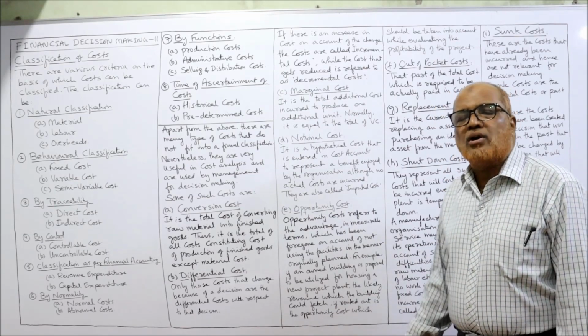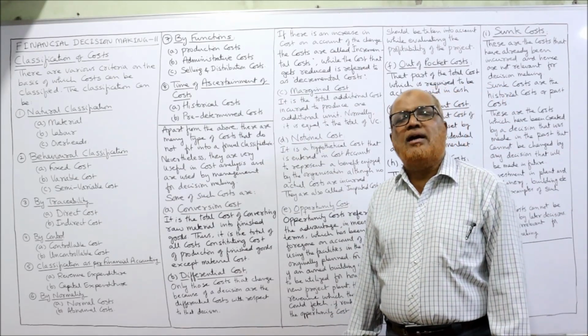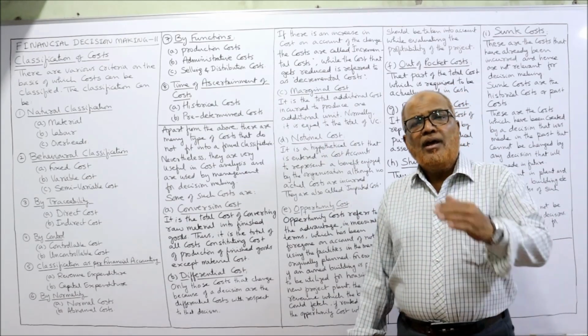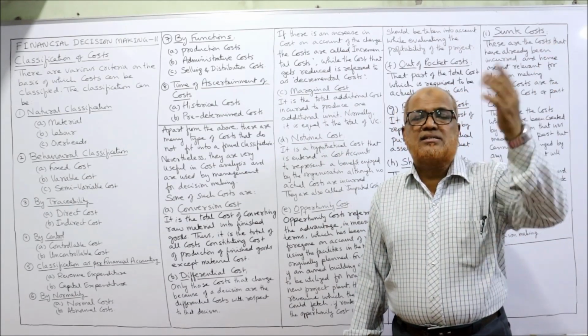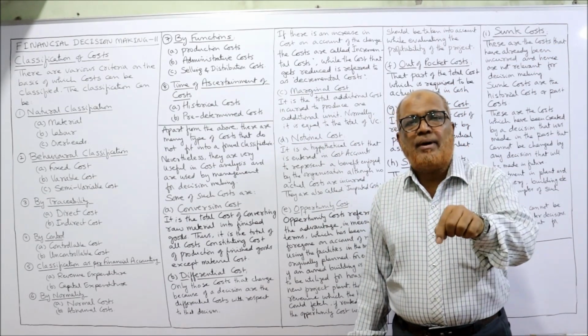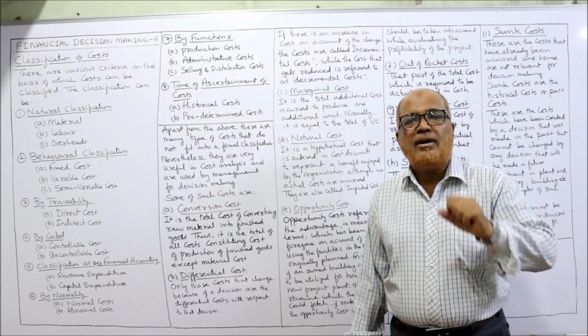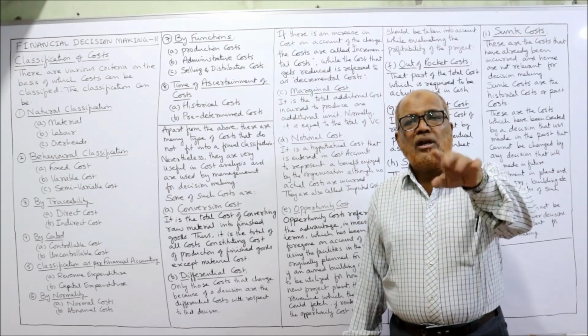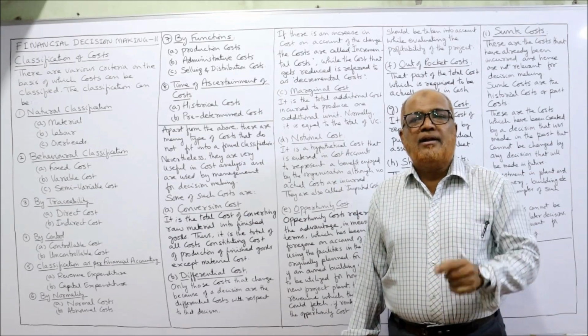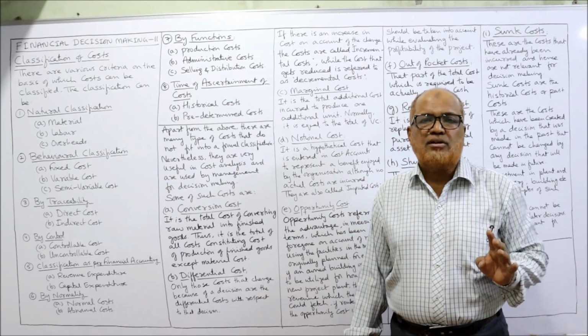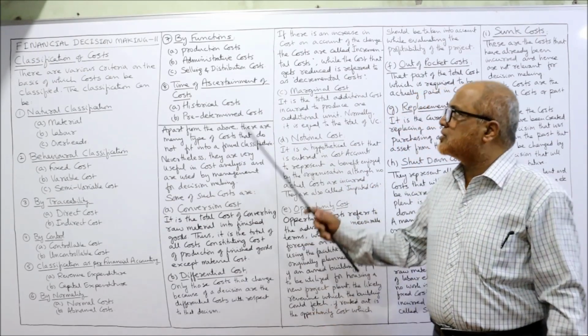Now this differential cost may be incremental or decremental. If the cost increased due to the decision made by the management, then it is called incremental cost. If the total cost decreased due to the decision taken by the management, it is called decremental cost.